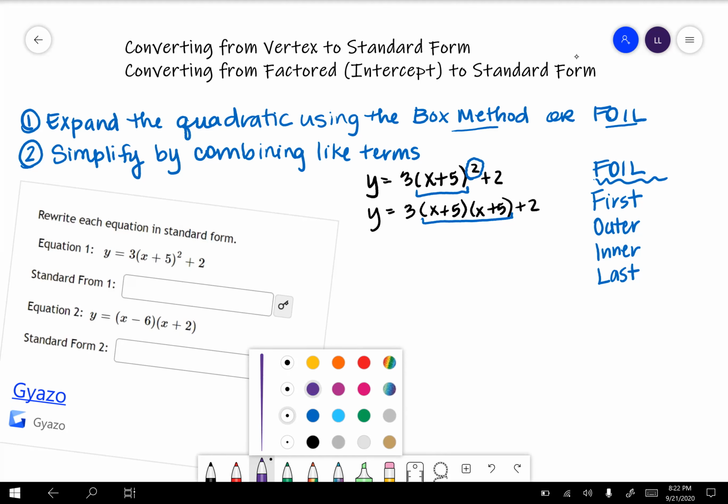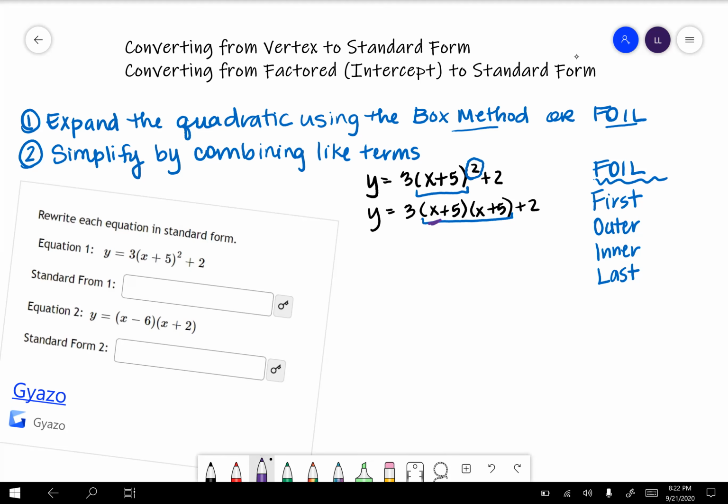F, meaning first in the parentheses. So the first in the parentheses are x and x, which gives us x squared. Outer parentheses, that's x and 5, that gives us x times 5, which gives us 5x. Inner parentheses, 5 and x gives us 5 times x, which gives us 5x. And last in the parentheses, 5 times 5 is 25.